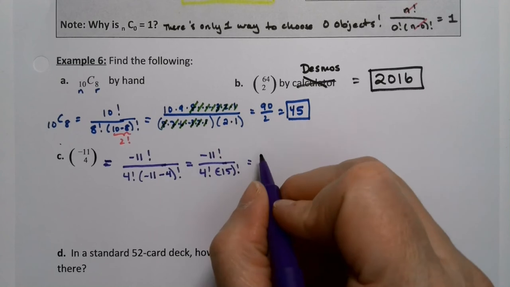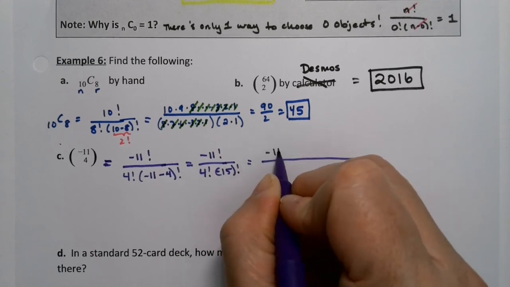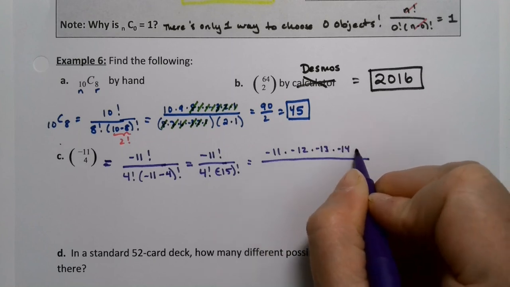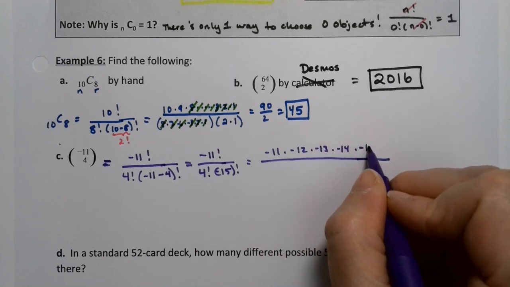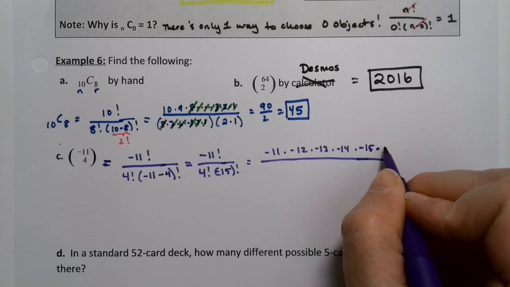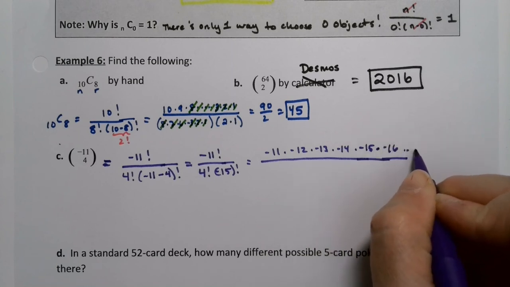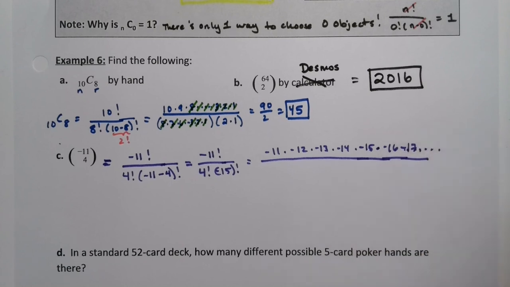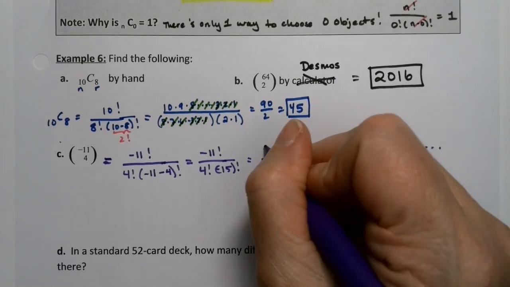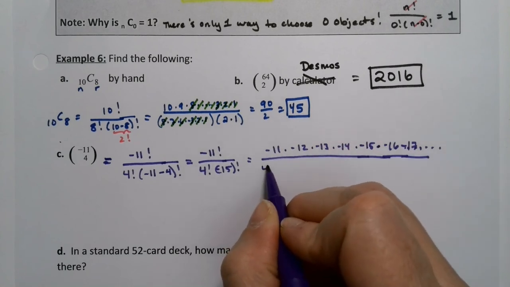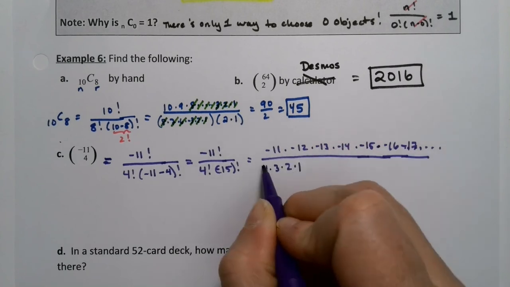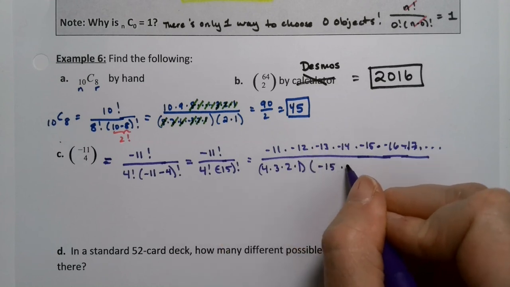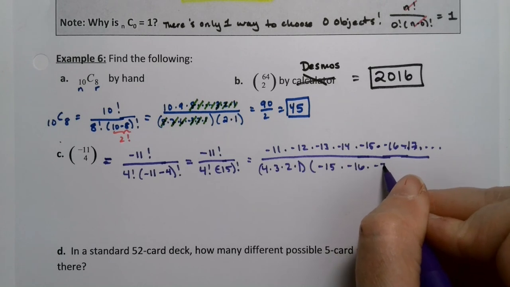All right, now negative 11 factorial is negative 11 times negative 12 times negative 13 times negative 14, right? You keep subtracting 1. Negative 15, negative 16, right, times negative 16, and so on. I'll throw one more in there, negative 17, and then so on, so on, so on, right? You're just multiplying, multiplying, multiplying. And then 4 factorial is 4 times 3 times 2 times 1. So there's 4 factorial. And then negative 15 factorial is negative 15 times negative 16 times negative 17. Oh, that's looking familiar.